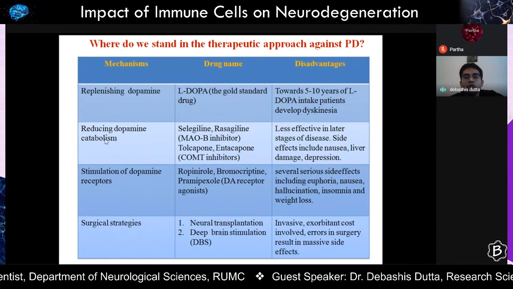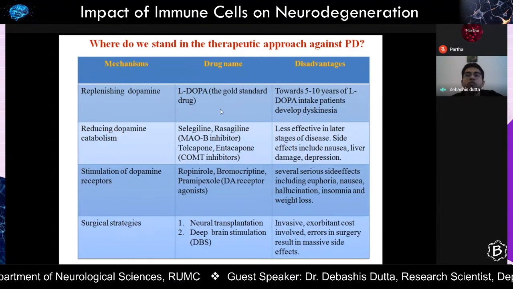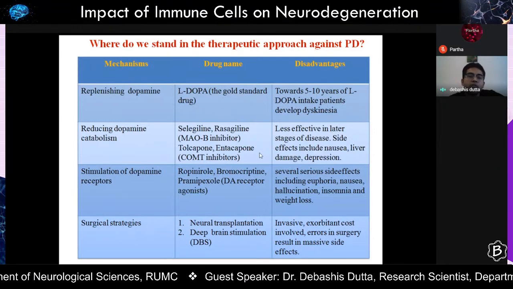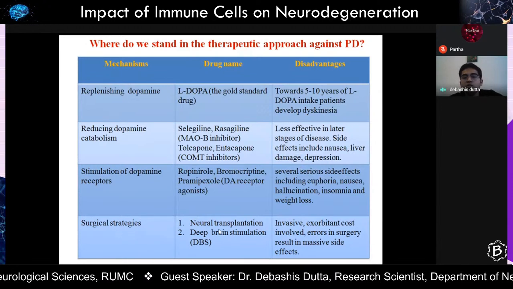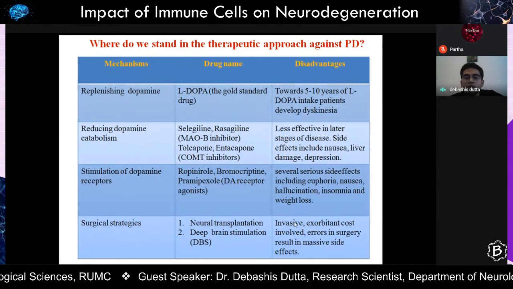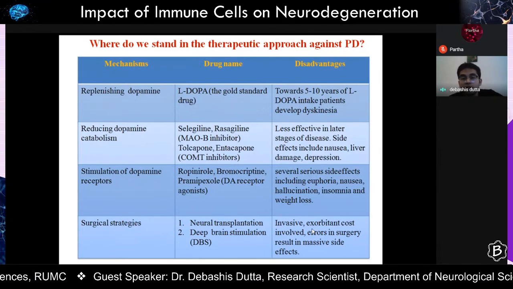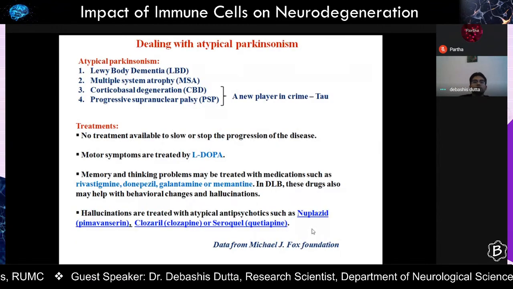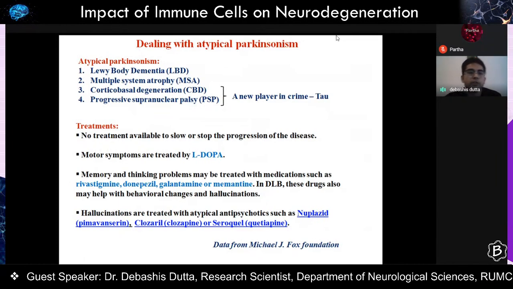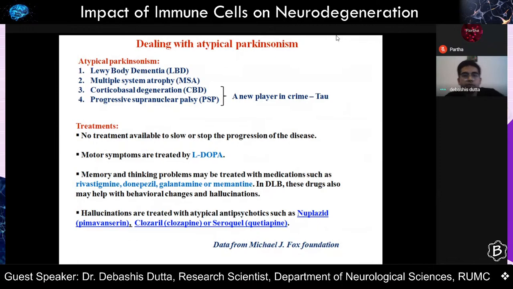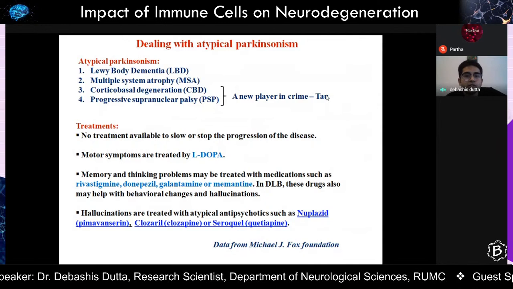But all these have several side effects, and often they are used in combination with L-DOPA, which again is bad and shows deleterious effects in the long term. And surgical strategies, whatever is available still now, are invasive and not cost effective at all. So right now, dealing with Parkinsonism, we have typical and atypical Parkinsonisms as well.